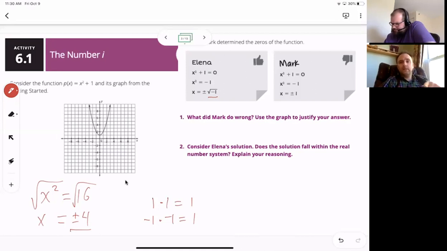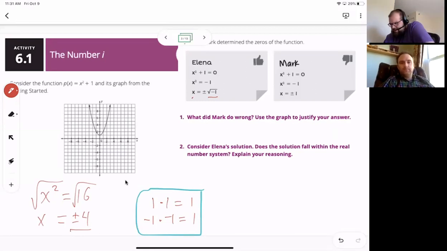Is that what Mark did wrong though? So is that where Mark's error is? So you have the square root of -1 on Elena's side, but Mark just said ignore the negative. I'm just doing the square root of 1, so it's 1 or -1. But you're saying if I take 1 or -1 right here and I multiply them together, I get 1. I don't get -1. Yeah. So I think that's where the issue is going on.